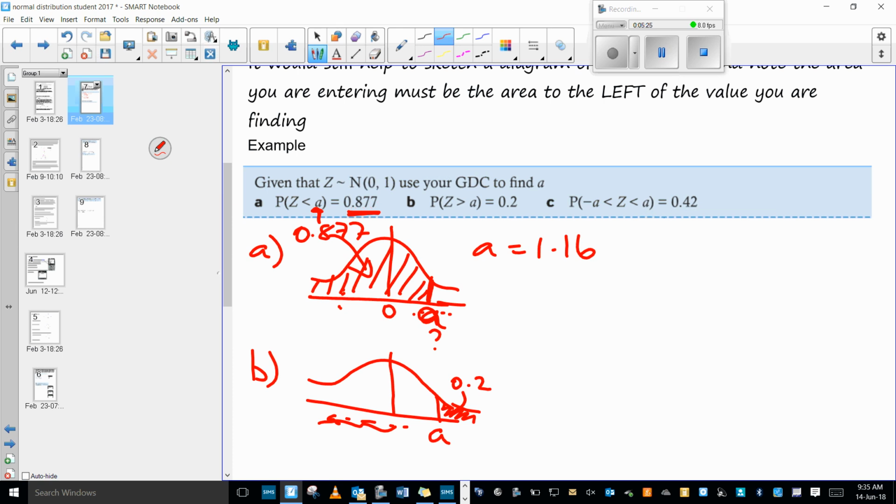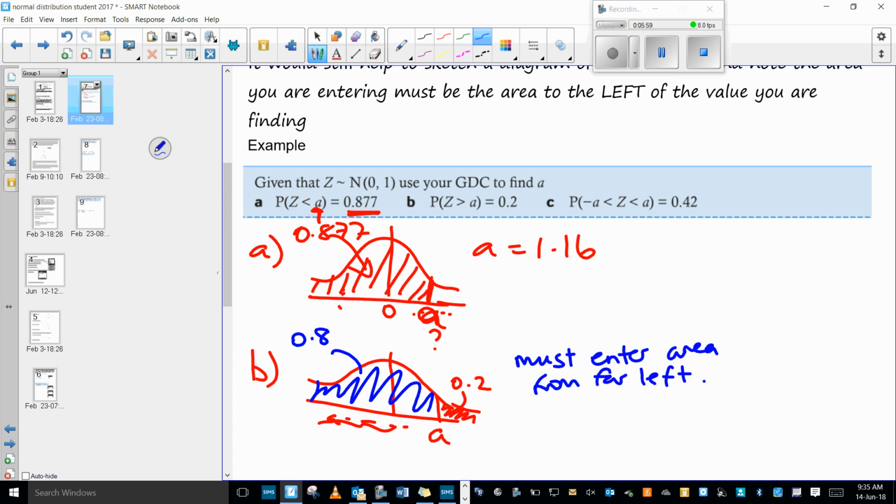No. It's the area from the far left. So if we're having to input the area from the far left, we're not going to be entering 0.2 in our calc, are we? We're going to be entering this portion here, which is 0.8. So you must enter area from far left. It's not looking at the value, it's looking at the actual area.